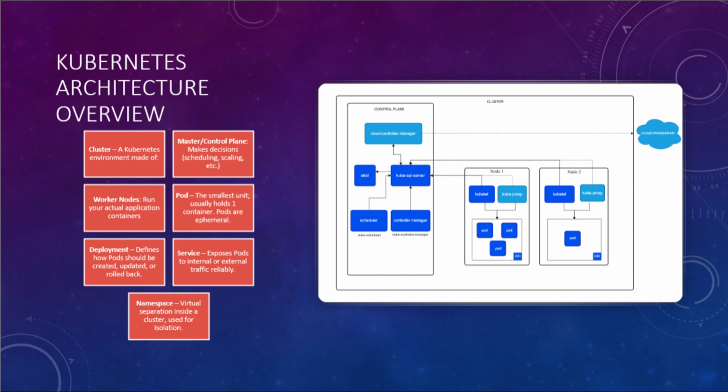Pods are ephemeral. Deployment: defines how pods should be created, updated, or rolled back. Service: exposes pods to internal or external traffic reliably. Namespace: virtual separation inside a cluster, used for isolation. Think of the control plane as the brain, the nodes as the muscle, and the pods as the workers. Kubernetes manages them all with precise control.